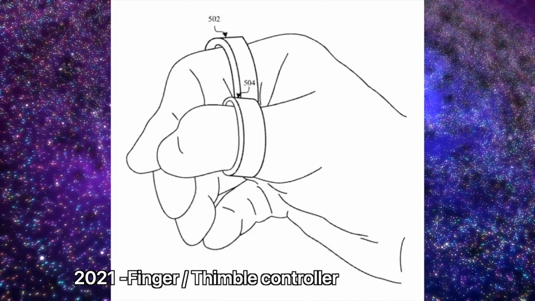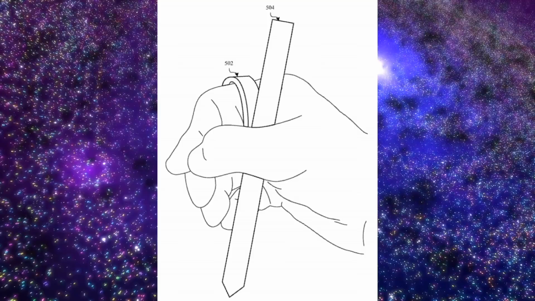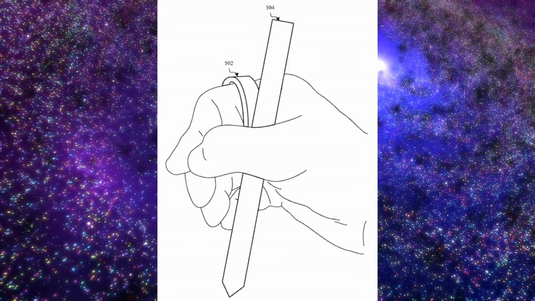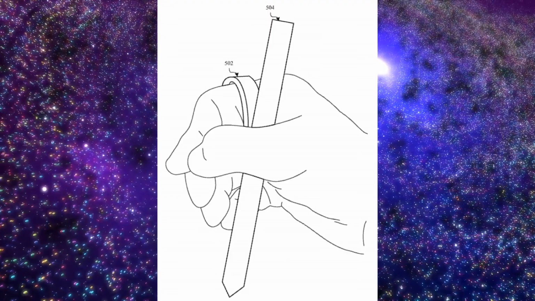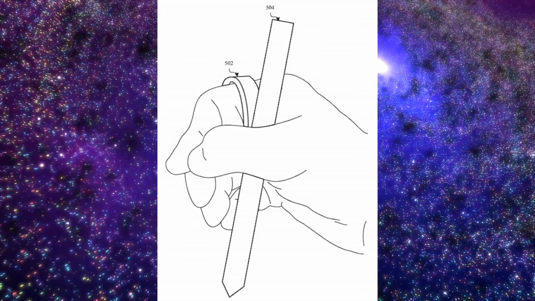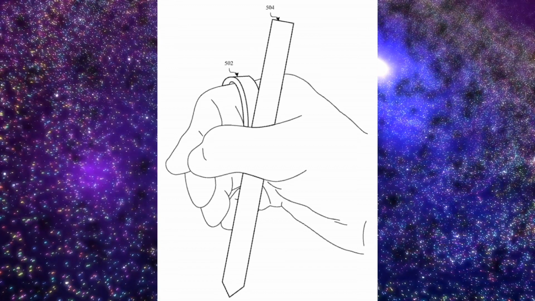Additionally, Apple has filed patents for thimble-like controllers that track a user's finger movements with reference to any surface, including, in some cases, the surface of another finger, the user's palm, and so on. At this stage, these seem like AR controllers because they are so discreet and could be worn in everyday life. And if Apple VR does have the AR mode, they will be able to be used with it, but they don't seem suitable as VR-dedicated controllers.